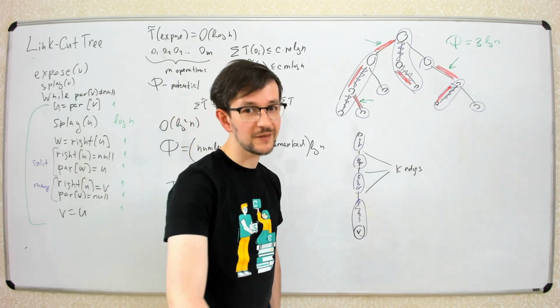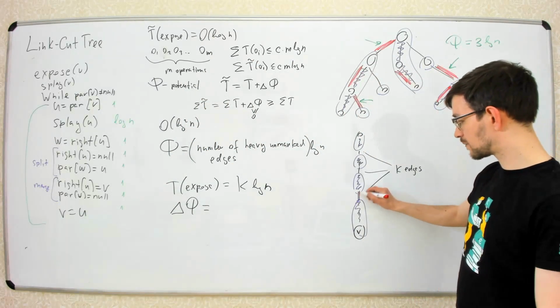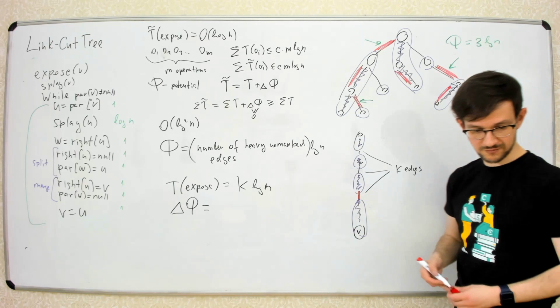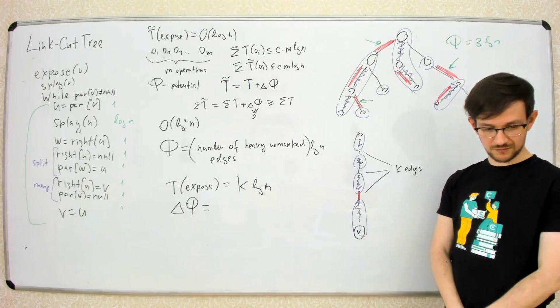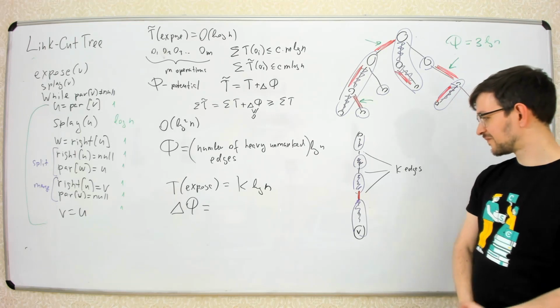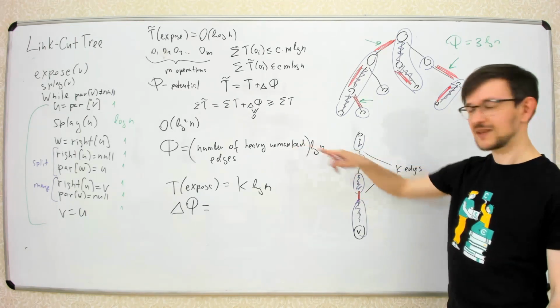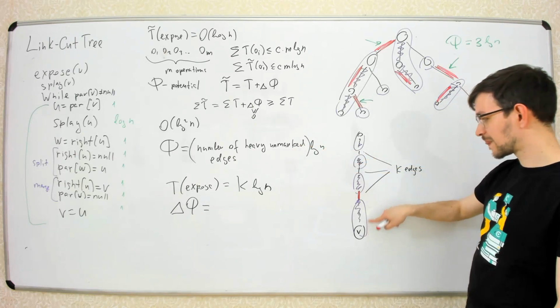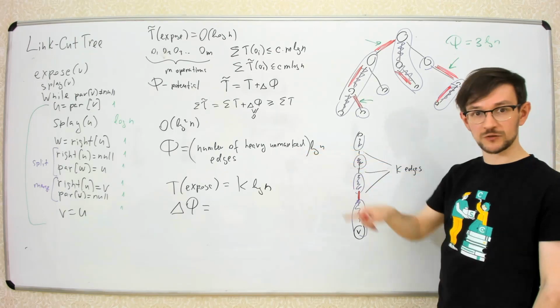Okay, let's make it more simple. Imagine you have a heavy edge here. If you have a heavy edge, you call expose of this V. So now this heavy edge is unmarked, and when you call expose, you will mark this edge. So what happens will be the potential function.